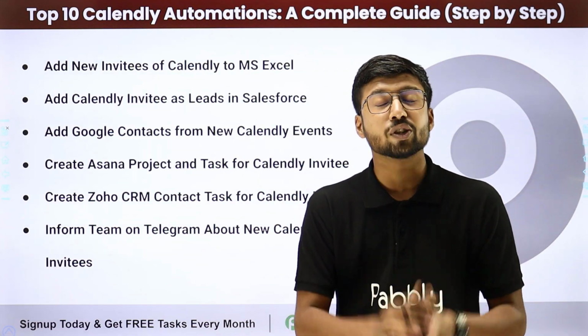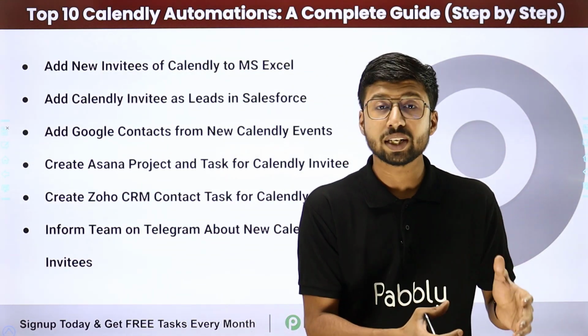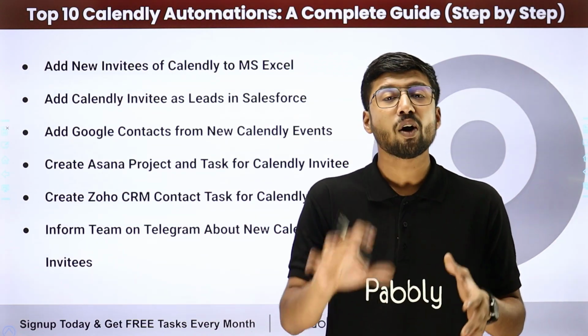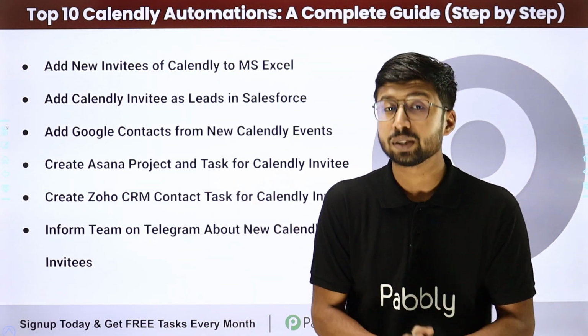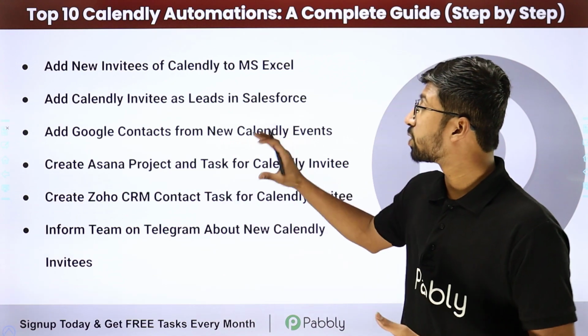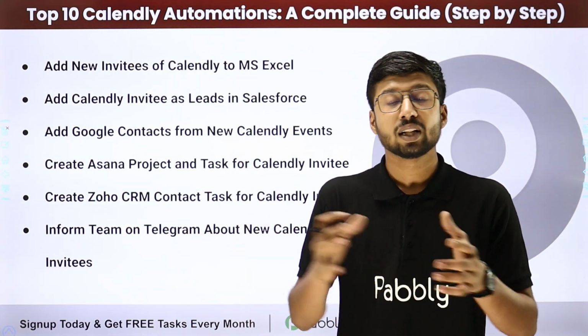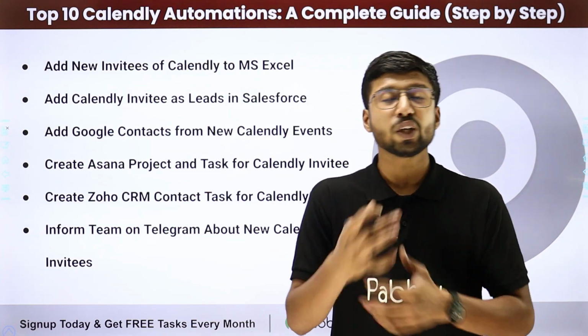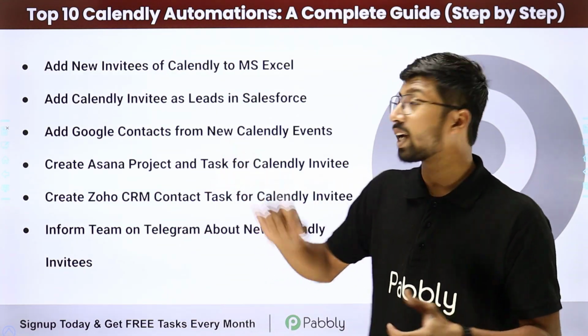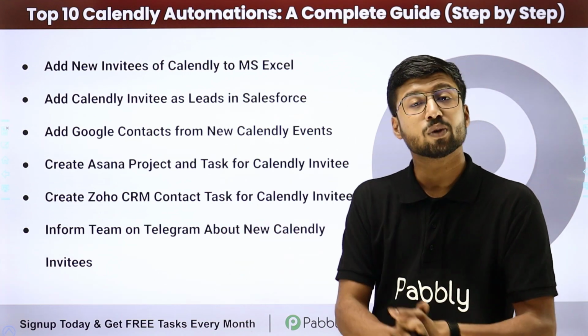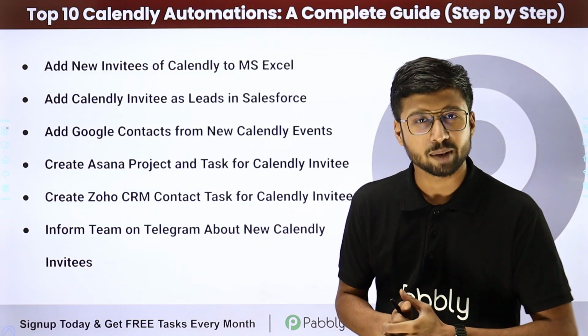So using these automations, you can actually enter the new invitee or new booking details from Calendly automatically into the Google Sheet or MS Excel. Also, you can automate the process of adding the new invitee or the new user directly into your CRM. Like for example, if you get a new invitee, you can add this invitee as a lead or a contact in your CRM platform like Salesforce or Zoho CRM or any other CRM platform.